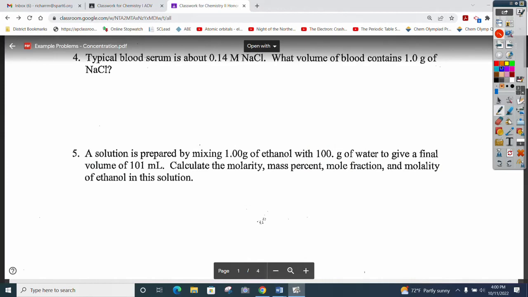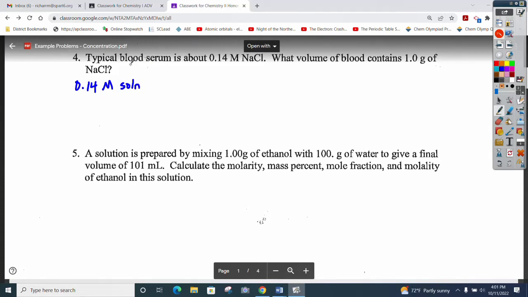Look at number 4 with me. I think you'll agree that there is no reaction occurring. So I'm going to write my little list of information. I've got 0.14 molar of the solution. And we've got to dig through this one to see what to label the solution.